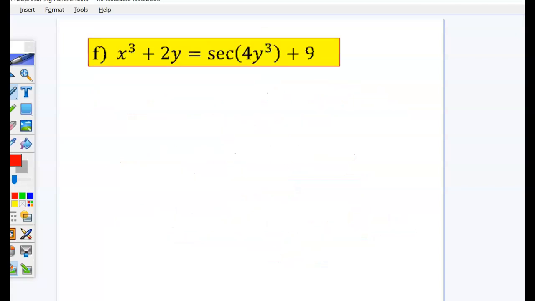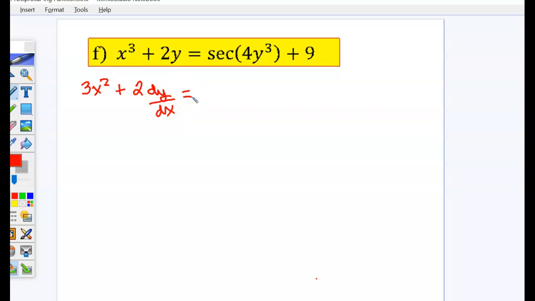Okay, the last one is an implicit differentiation. And again, we're asked to find dy dx. I'm taking the derivative of each term with respect to x. So the first term is 3x squared. This would be 2. And if you remember, we have to times by dy dx.